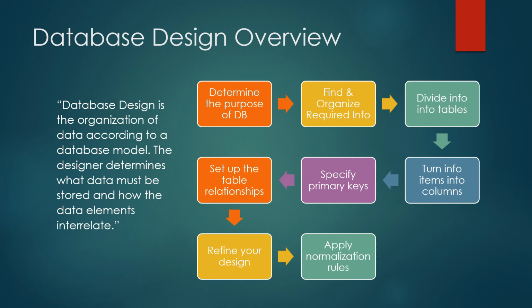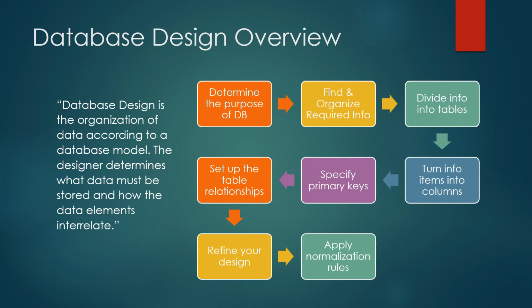Then the next thing would be to set up table relationships. So we look at each table and we decide how the data in one table is going to be related to the data in another table. And then we add fields to tables or we create new tables to clarify the relationships if we need to.